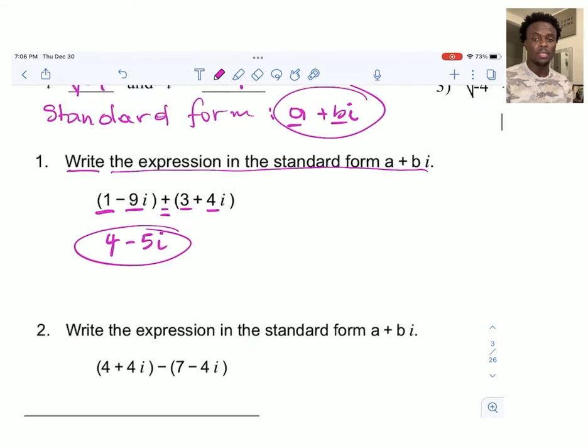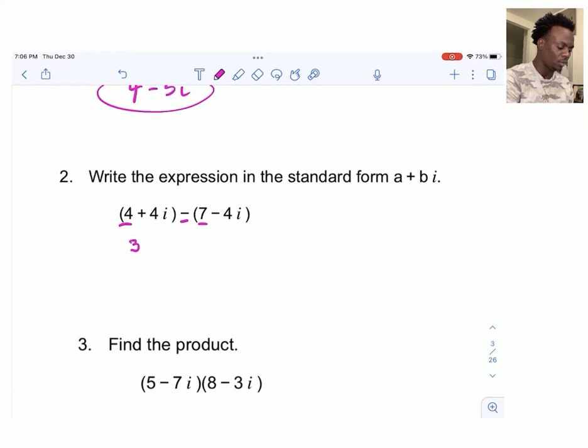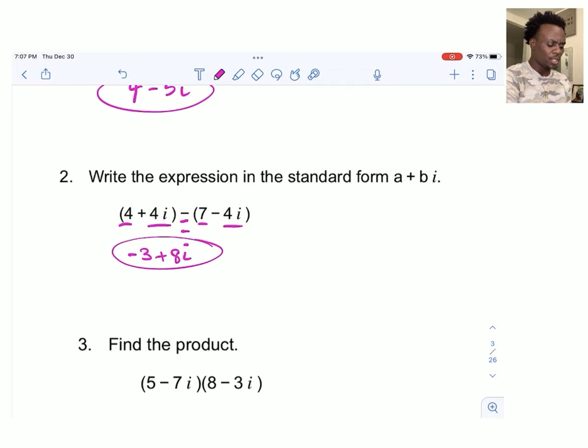Number 2, now we need to subtract. So same thing, but we're going to do 4 minus 7. 4 minus 7 is actually negative 3. Then 4i minus negative 4i. Minus negative is plus. So that's 4 plus 4 is 8i. So the expression in standard form of 4 plus 4i minus 7 minus 4i is negative 3 plus 8i.